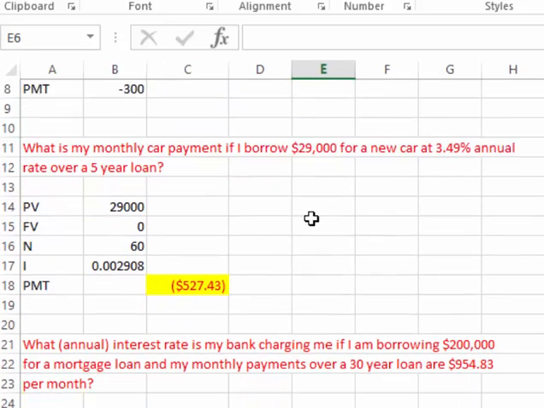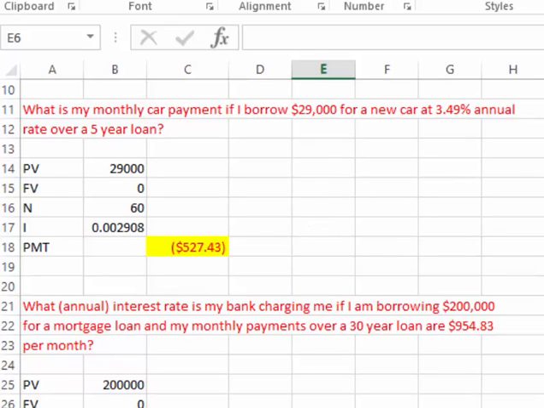All right, let's look at another example here. What is my monthly car payment? Again, we're dealing with months, so we'll have 12 periods per year. What's the monthly car payment if I borrow $29,000 for a new car at 3.49% annual rate over a 5-year loan? We've got the present value, that's how much we're borrowing. Notice that I made that a positive sign because we're getting the benefit of the $29,000. The future value is 0. We're going to pay off that loan, and there's going to be no extra cash flows happening at the very end of this 5-year loan.